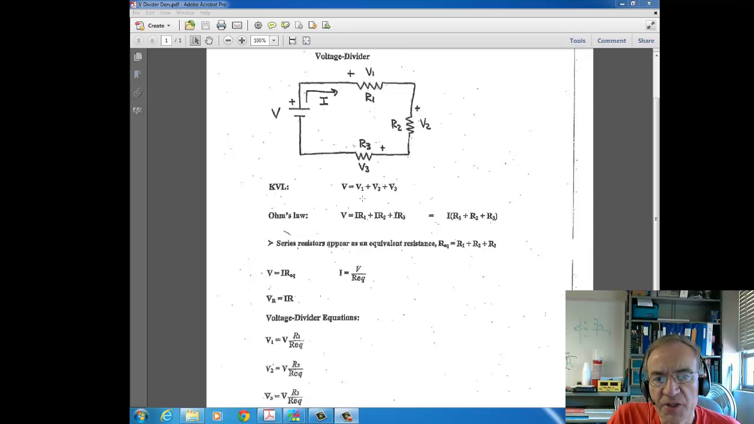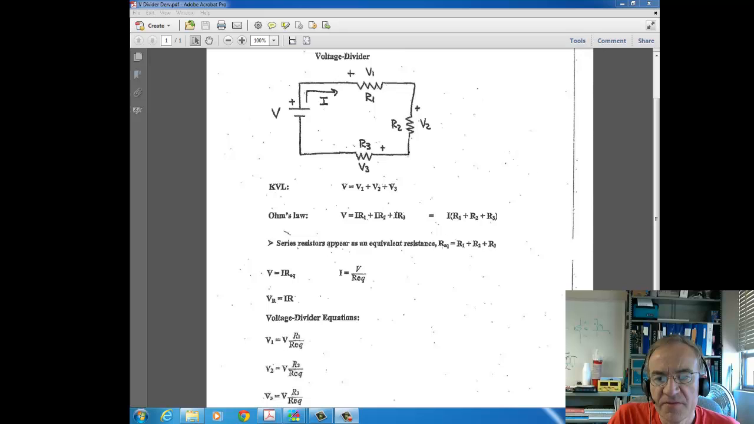Now, using Ohm's law, we substitute in for each resistor voltage I times R. So V1 is the current I times the value R1, V2 is I times R2, and V3 is I times R3. And now we can factor out the I since it's all the same current. What this shows is that these three series resistors can be represented as a single resistance called the R equivalent. That's the sum of the individual resistor values.